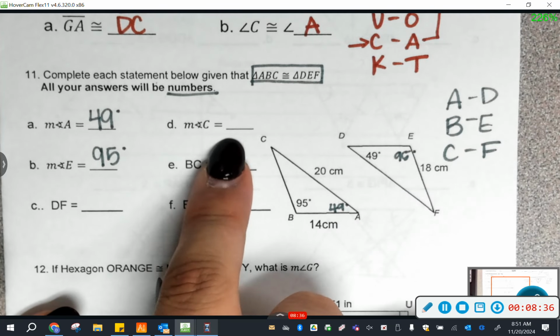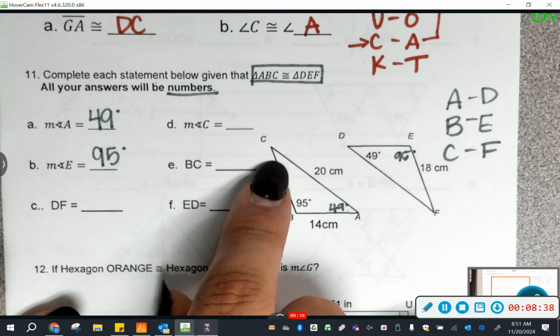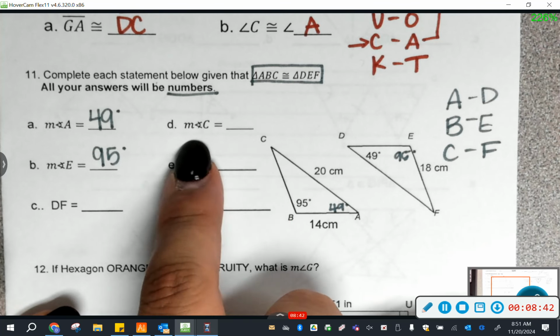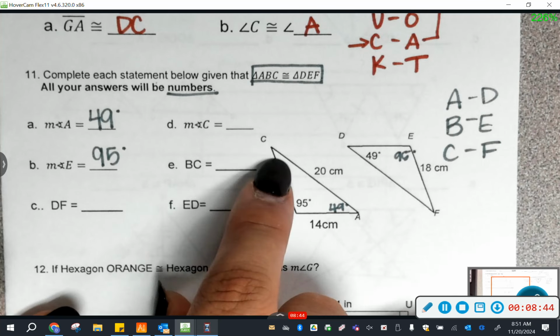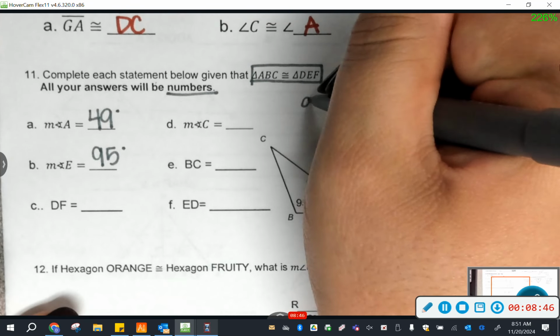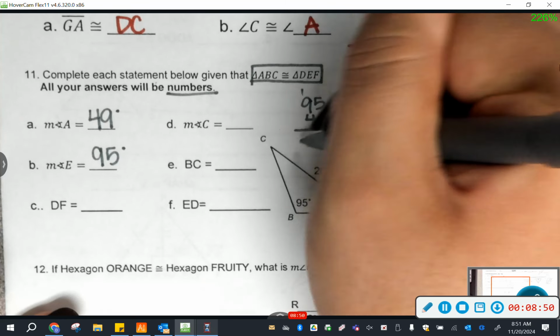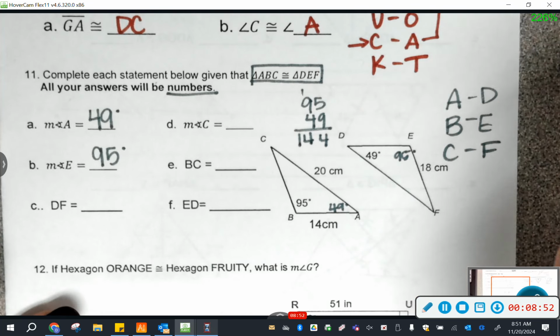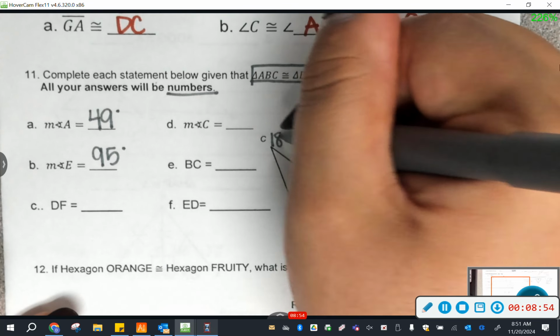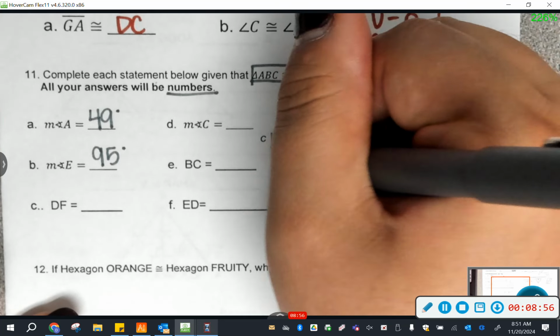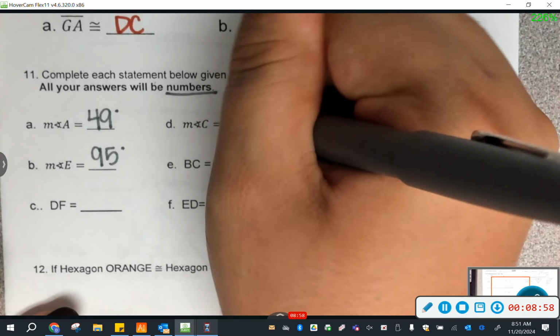How do I find C? Okay. This is an angle. Angle C. How do I find angle C? Add them together. And then do what? Subtract from 180. What is 180 minus 44? 36.